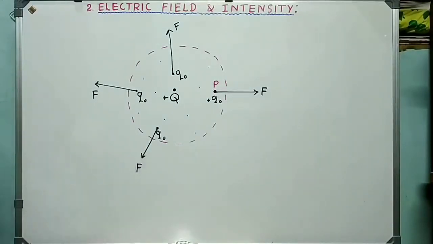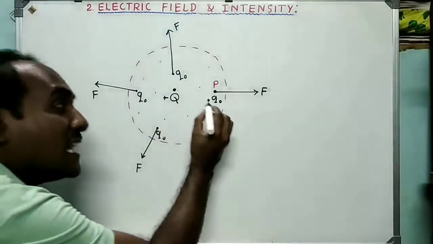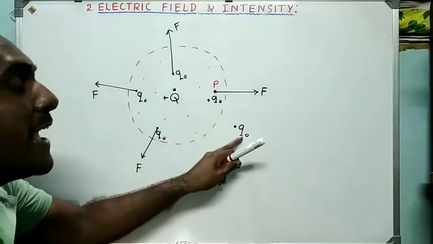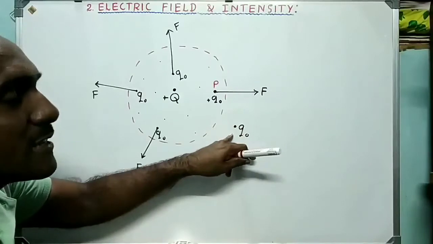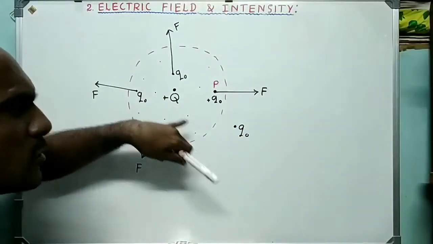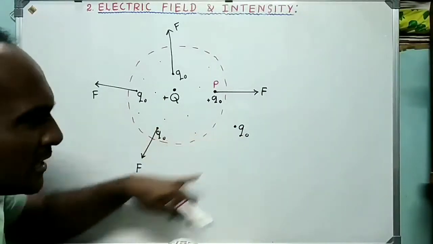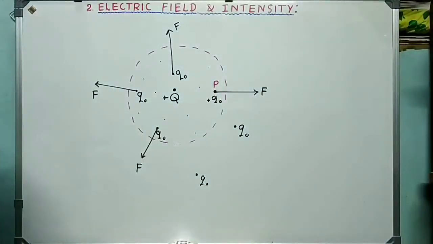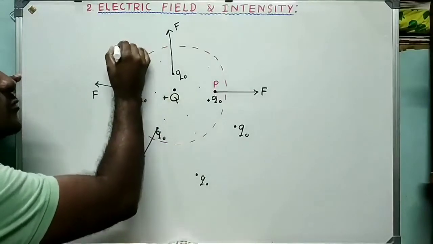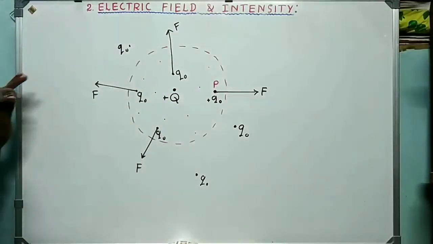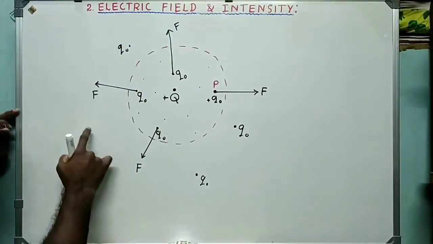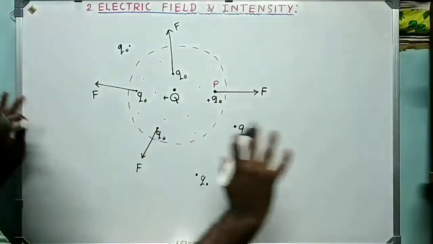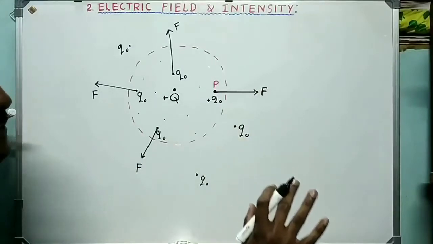Getting the idea? But if you place the same Q0 charge here, then it will not experience the electrostatic repulsive force. Then this capital Q will not repel it. If you place it here, then also Q0 will not experience the electrostatic repulsive force. If you place it here, then also Q0 will not experience the electrostatic repulsive force.